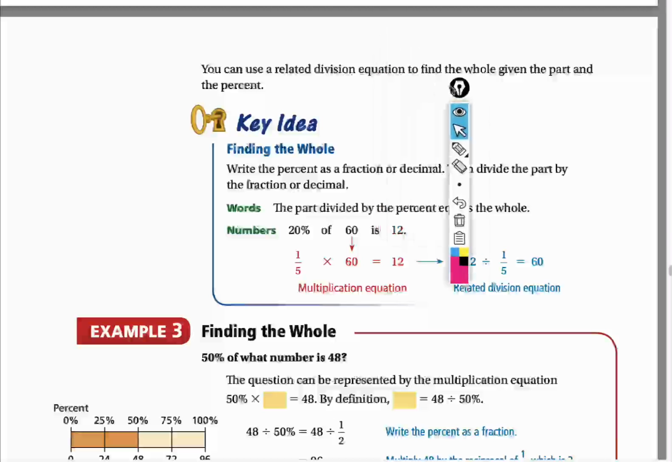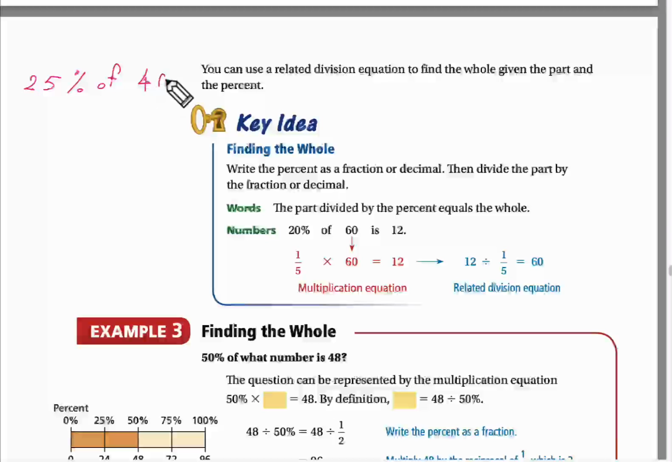Okay, let's take this here. What is 25% of 40? To solve a question like this, we need to think first. What do we need to find? We did it yesterday, so let me explain to you again what we did yesterday.